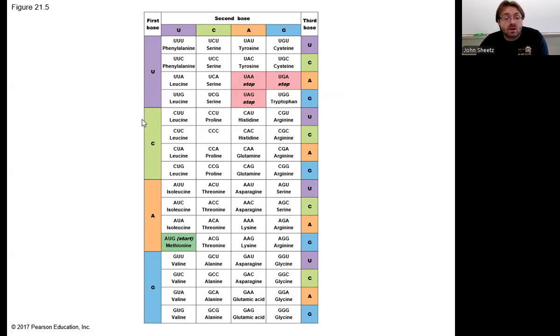So let's say we want to check out C. The first letter in our sequence is C. Then we're going to move over to this column, or this row. So our second letter is also C. Then we move over to the third row. So within the C section, for the C row, the third letter is G. That means we're coding for CCG, or proline, the proline amino acid.